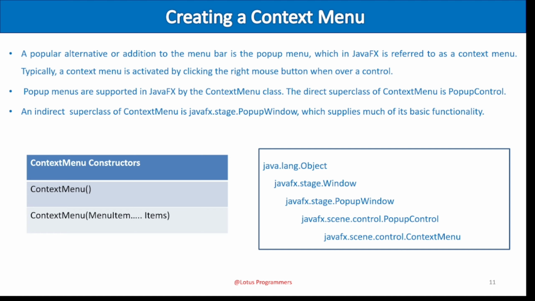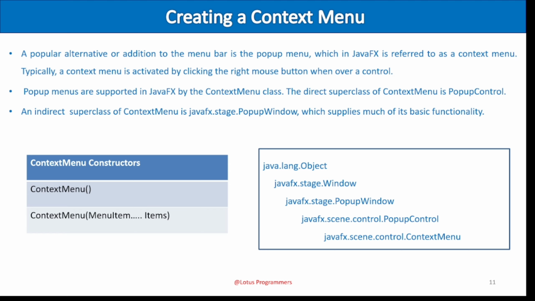Let us go for understanding how to create a context menu. A context menu is a pop-up menu which is added for any control of a JavaFX application, either for the scene, button, label, for any control. If you'd like to add the pop-up menu, we have to create an object of the ContextMenu class. The ContextMenu class is defined in the javafx.scene.control package. The parent class for ContextMenu is PopupControl. The parent class for PopupControl is PopupWindow. The parent class for PopupWindow is Window, and that is inherited from the supermost class Object.